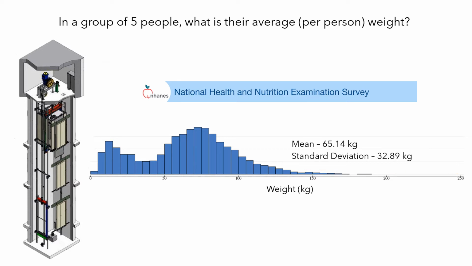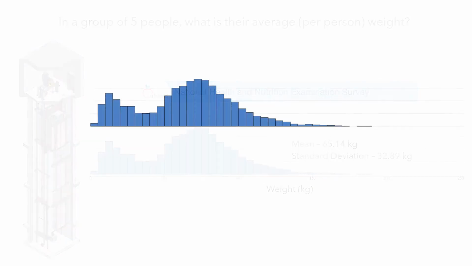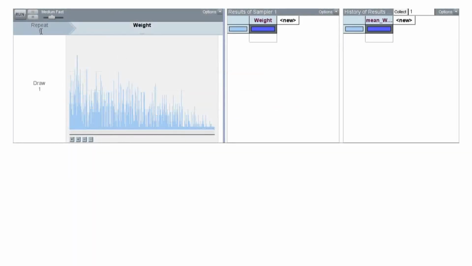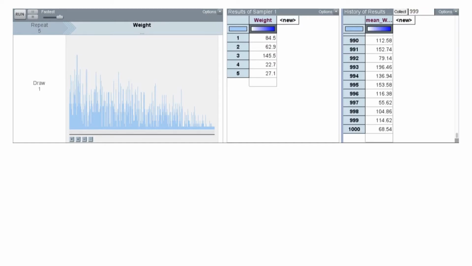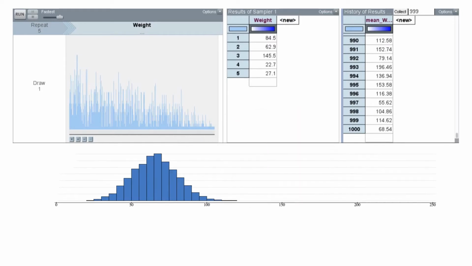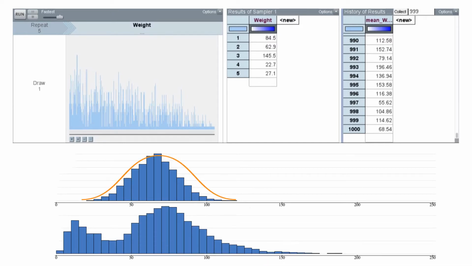So what would a sampling distribution of 5-person average weights look like? Pause the video and make a prediction. Now let's set up a simulation. So we'll use this distribution of individual weights as a model. We'll sample 5 people at a time and take the mean of their weight. Then we'll repeat this many times. Here we'll do 1,000 samples. And then we can look at the sampling distribution of these 5-person averages. And this sampling distribution is unimodal and symmetric, even though the original distribution of weights was neither unimodal nor symmetric.